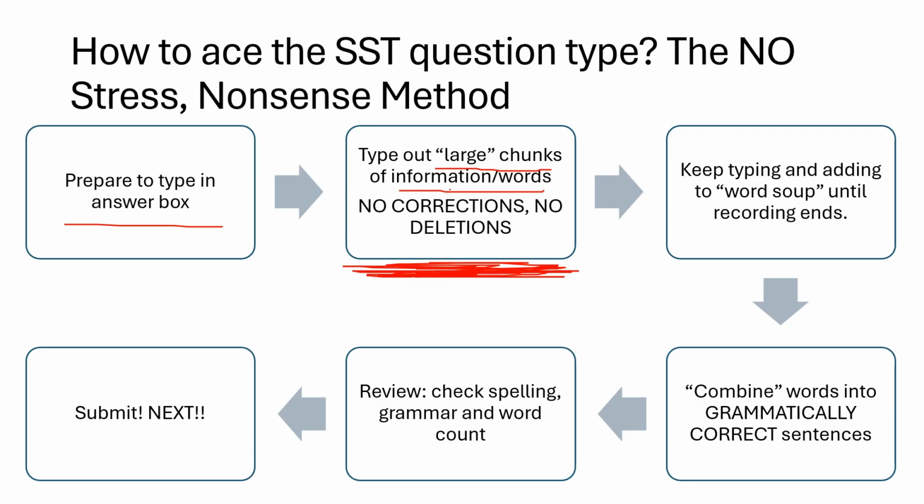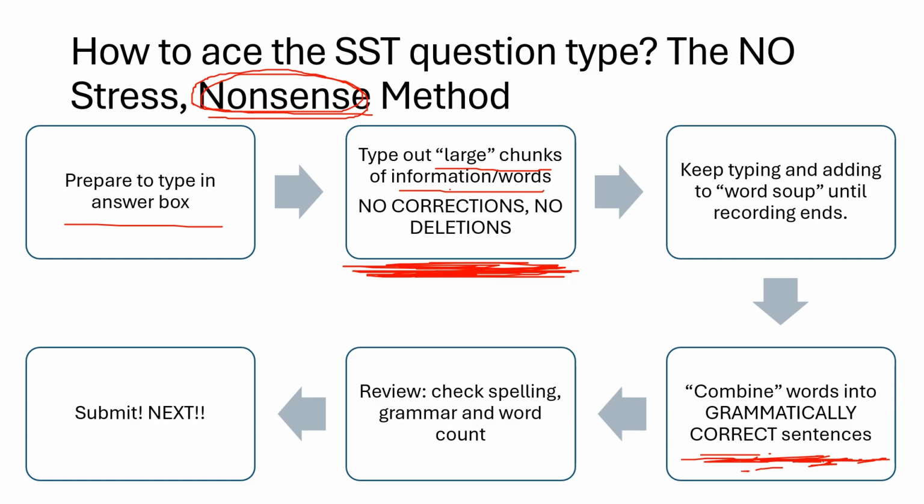Next, you're going to combine these words into grammatically correct sentences. Now, did I say that it needs to make sense? No, it is a nonsense method. All right? This method does not require you to make sense. It does need to be grammatically correct, but you can say the earth is flat, the sky is purple, and grass is bright orange, and it won't be wrong as long as you are grammatically correct. Okay, that's the beauty of the word soup.